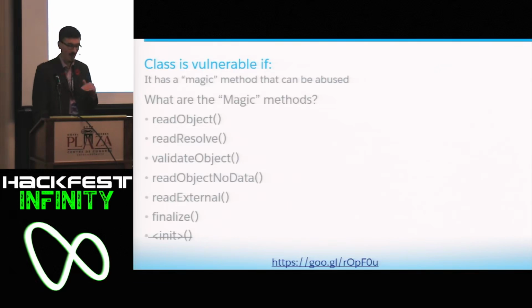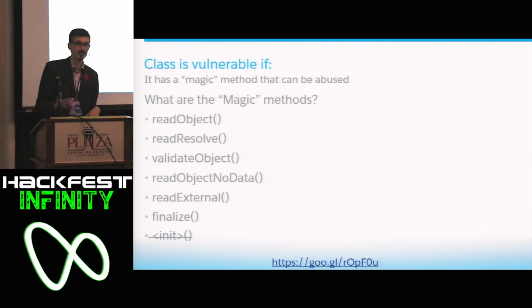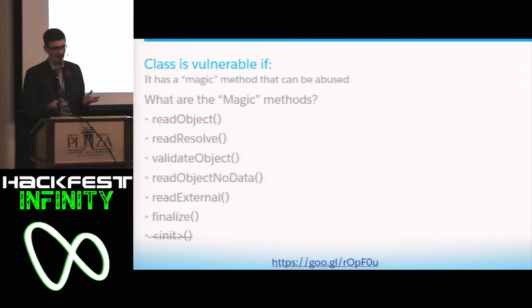But I haven't put the constructor here. We're talking about the destructor, but the constructor is not called when you deserialize, right? So if you have a class that does something malicious inside its constructor, you won't be able to leverage that when you deserialize it, because Java uses Unsafe, which is the name of a feature in Java, to create the object, as opposed to calling the constructor.